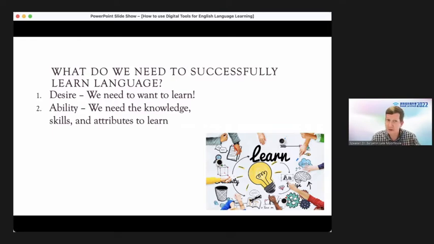So for example, taking notes might be something that helps us to learn. Talking to our teacher or talking to our peers, classmates, in English can help us to learn. Watching videos on YouTube can help us to learn. So knowing those things can help us to learn, allows us to learn, right? Okay, so this is that ability, knowing what we can use to help us to learn and knowing how to use those things to help us to learn, okay? So that's something we need.